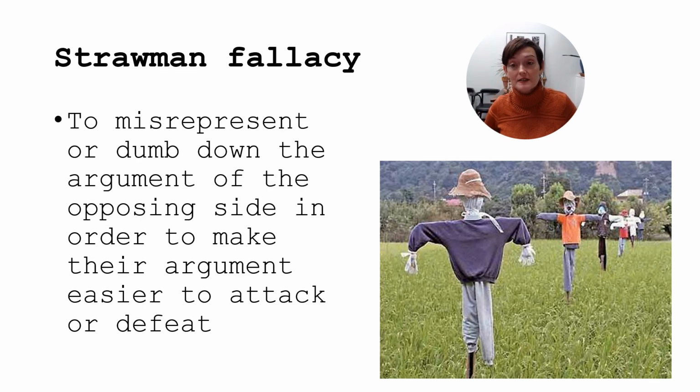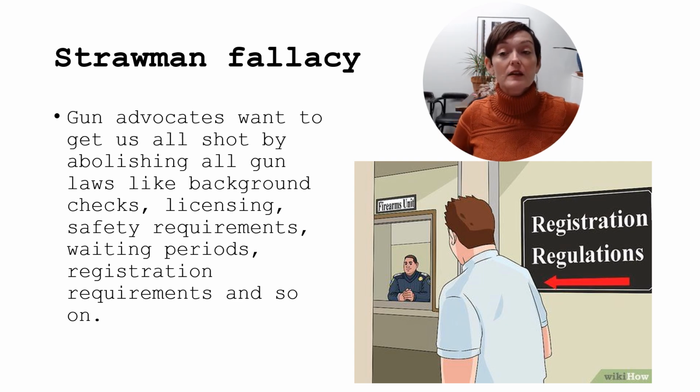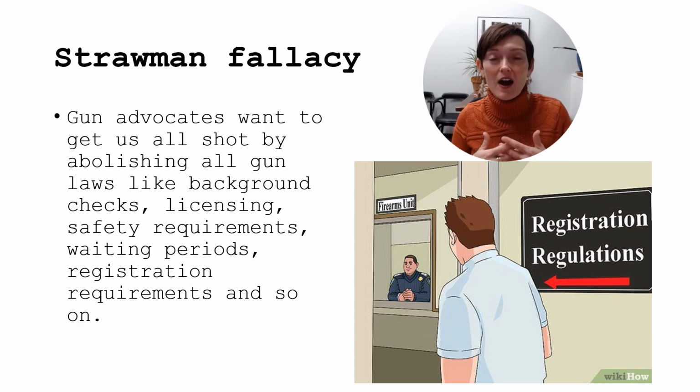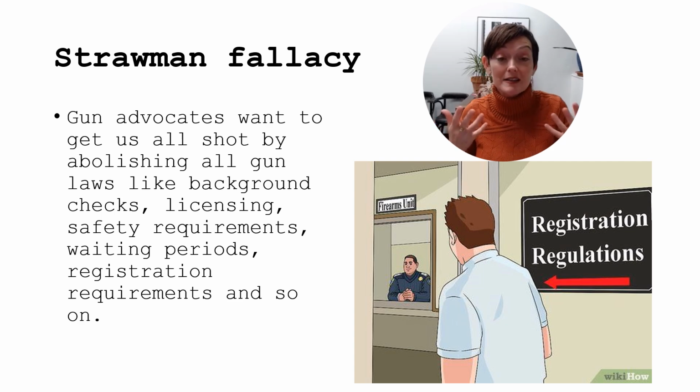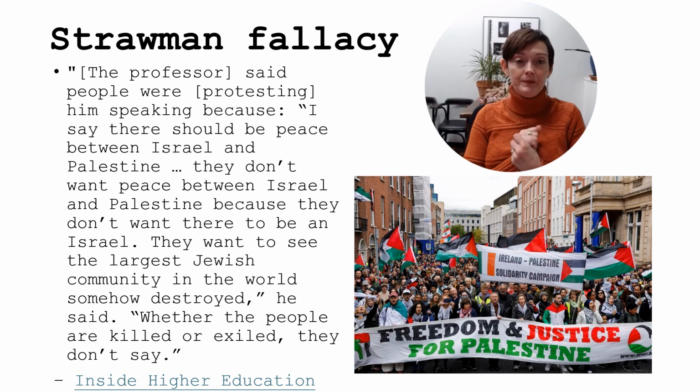So I'll give you a few examples in the next slides. Here's one related to gun control. Gun advocates want to get us all shot by abolishing all gun laws like background checks, licensing, safety requirements, waiting periods, registration requirements, and so on. Okay, there may be a few gun advocates out there that believe all this. They want to have absolutely no laws whatsoever. But in reality, that's not what most gun owners believe. It's not what most gun owners vote for. So you are attempting to make them out to be scarier or more easy to dismiss or defeat by misrepresenting their position on the question of gun ownership in this way, by overstating it so much that it seems really kind of crazy.